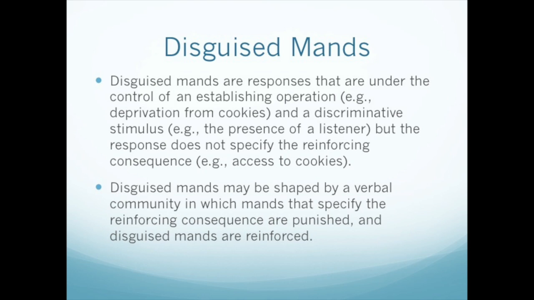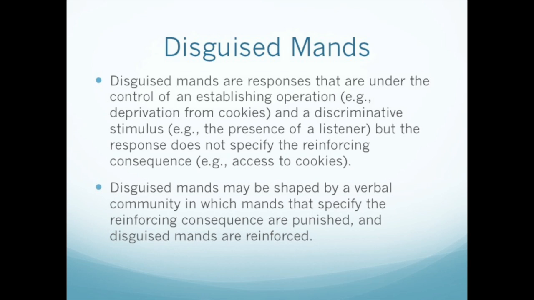Disguised mands are responses that are under the control of an establishing operation and a discriminative stimulus, but the response does not specify the reinforcing consequence. For example, saying, "Those cookies look good," may be controlled by deprivation from cookies and the presence of a listener, but the topography of the response does not specify that access to cookies is the reinforcer.